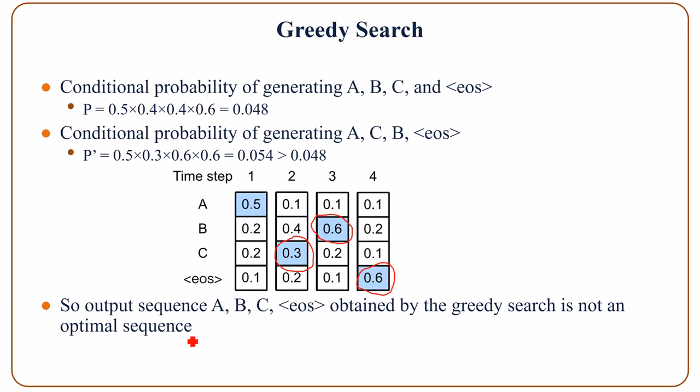Now we multiply them all together. Then the conditional probability of generating this sequence A, C, B, and EOS is actually greater than the previous probability that we got using the greedy search, right? So we can see and we can compare. So this sequence is more optimal. So what we say here is that the output sequence A, B, C, and EOS obtained by the greedy search is not an optimal sequence.